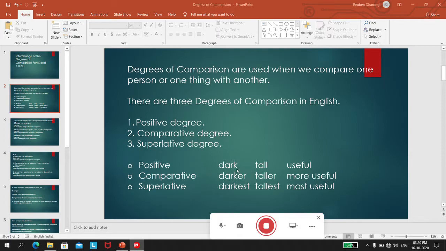See, dark is the positive degree. The comparative degree of dark is darker. And the superlative degree is darkest. For tall, the comparative degree is taller and the superlative degree is tallest. For useful, the comparative degree is more useful and the superlative degree is most useful.